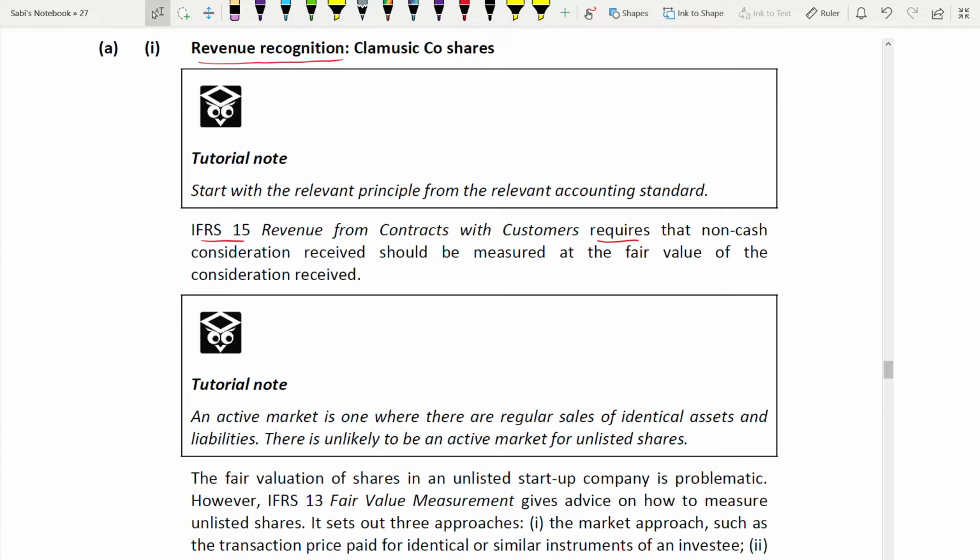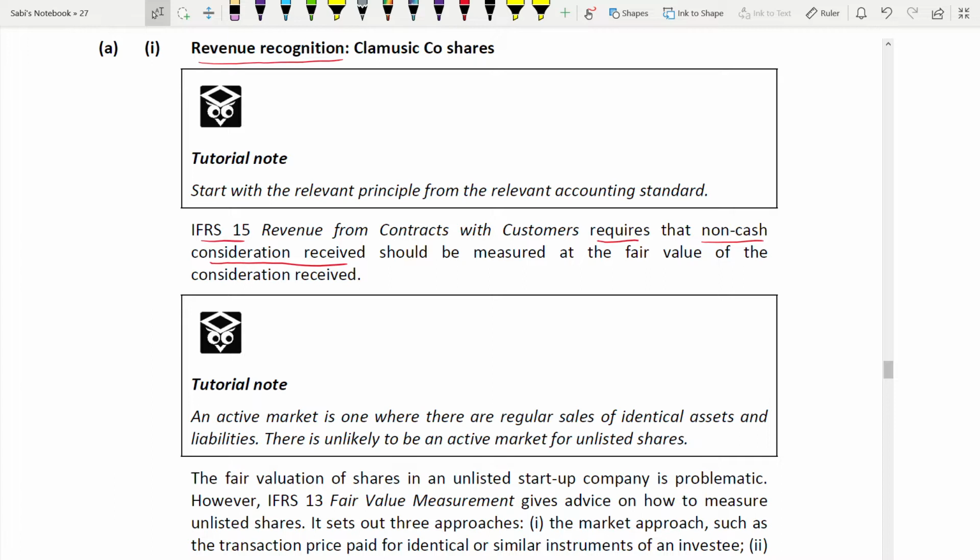According to the scenario, you have to adjust how you apply IFRS 15. Here, the question is not about how to recognize revenue. We'll come to that later. But here the question is, look at the consideration. They are paying in terms of shares, not cash. So it's a non-cash consideration that has been received. How do you recognize and measure this? Because cash, we don't have to measure. We know if we have received 5 million in cash, you recognize revenue as 5 million.